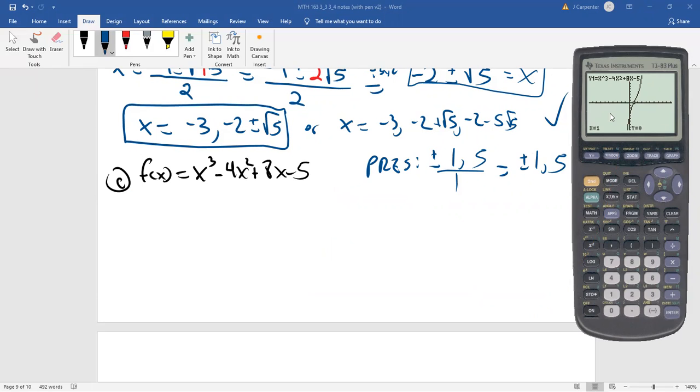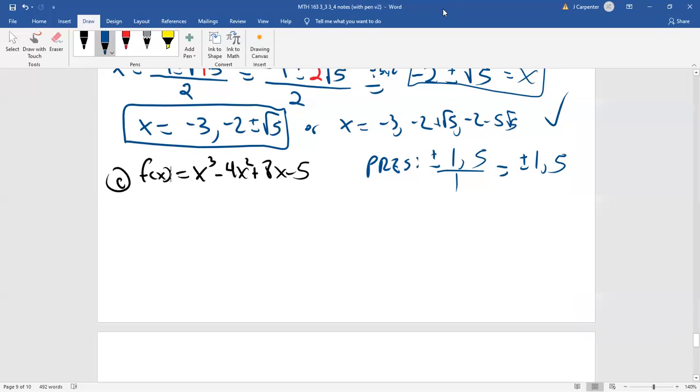So out of our 4 options, only one of them is going to work. Maybe it works multiple times, maybe not. Let's just start this and see where we get. So there's our positive 1. To the right, we go 1, negative 4, 8, negative 5. Bring down the first 1. Multiply 1 times 1 is 1. Negative 4 plus 1 is negative 3. Negative 3 times 1 is negative 3.